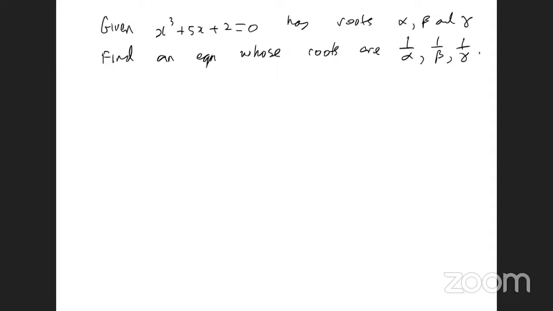X cubed plus 5x plus 2 equal to 0 has roots alpha, beta, and gamma. Find an equation whose roots are 1 on alpha, 1 on beta, 1 on gamma.